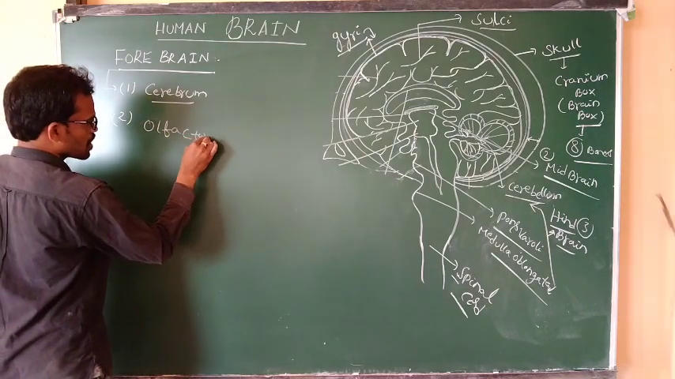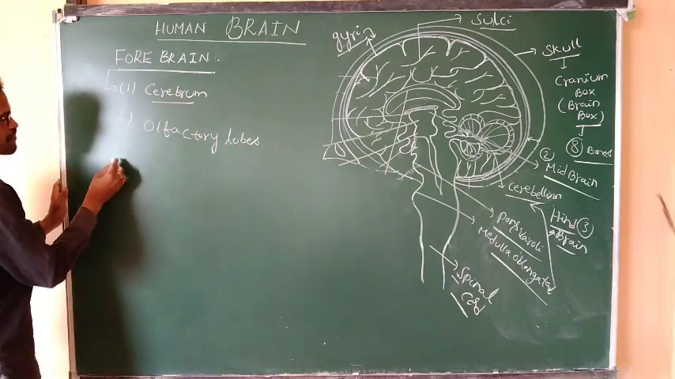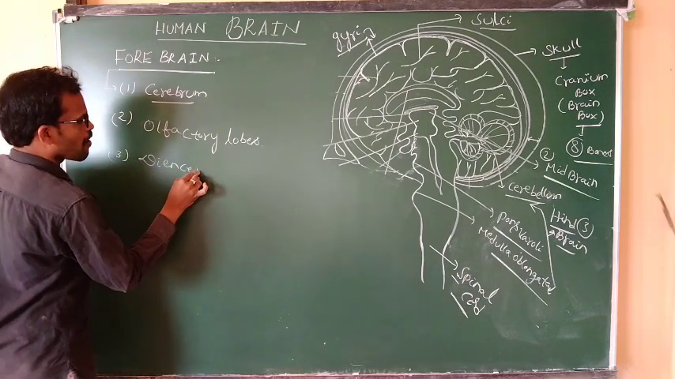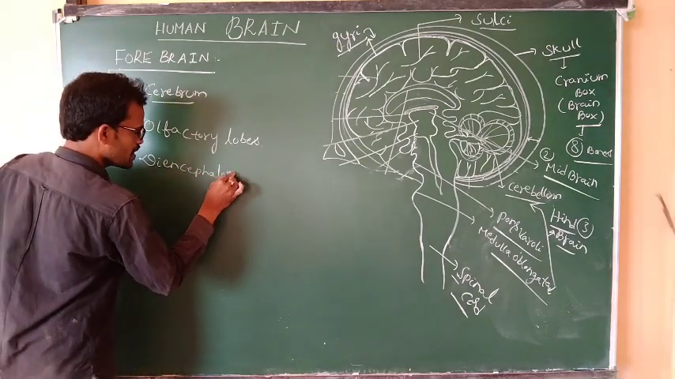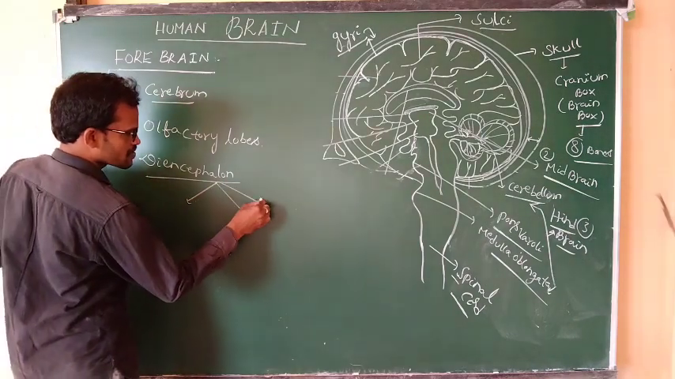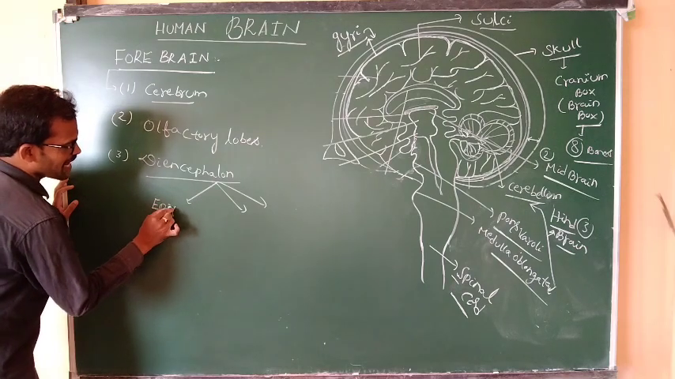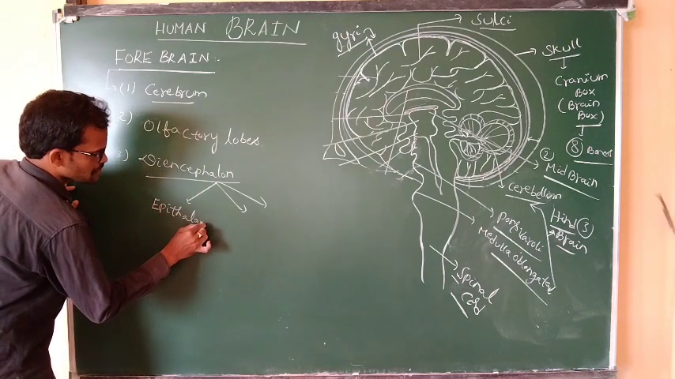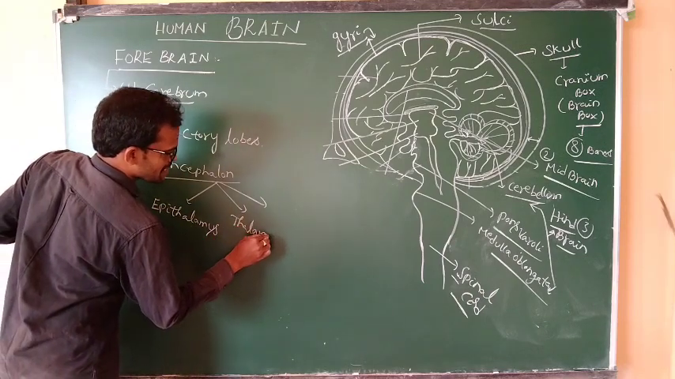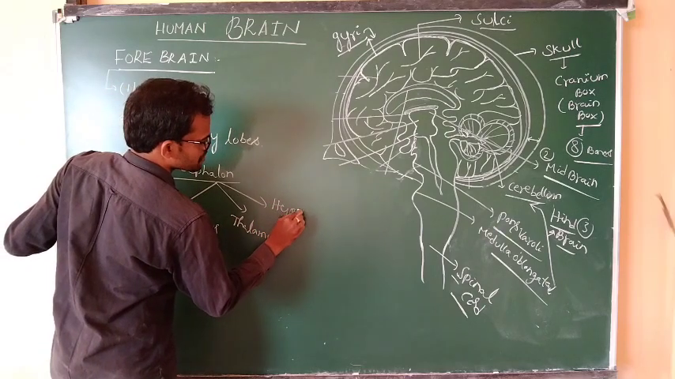Olfactory lobes. Third one, diencephalon. Diencephalon means three parts: epithalamus, thalamus, hypothalamus.